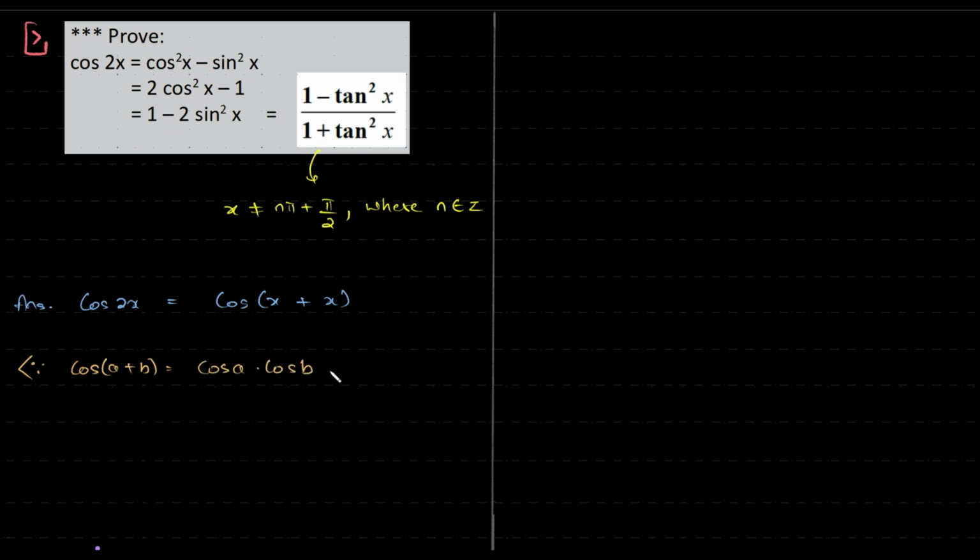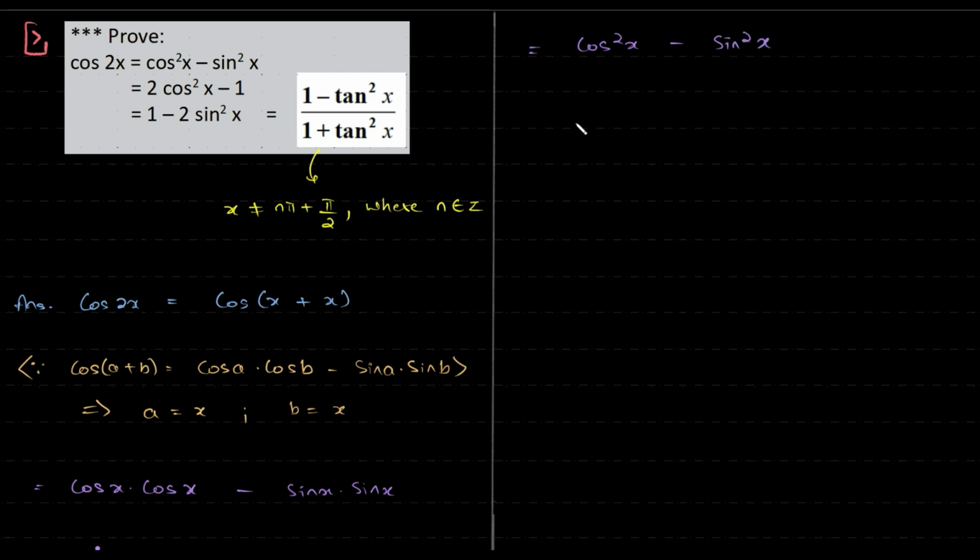cos b minus sin a sin b. What can we infer from this? a is equal to x, while b is also equal to x. Now, what do we have? This is cos x into cos x minus sin x into sin x. And what is this? Cos square x minus sin square x. That's it. As simple as that.